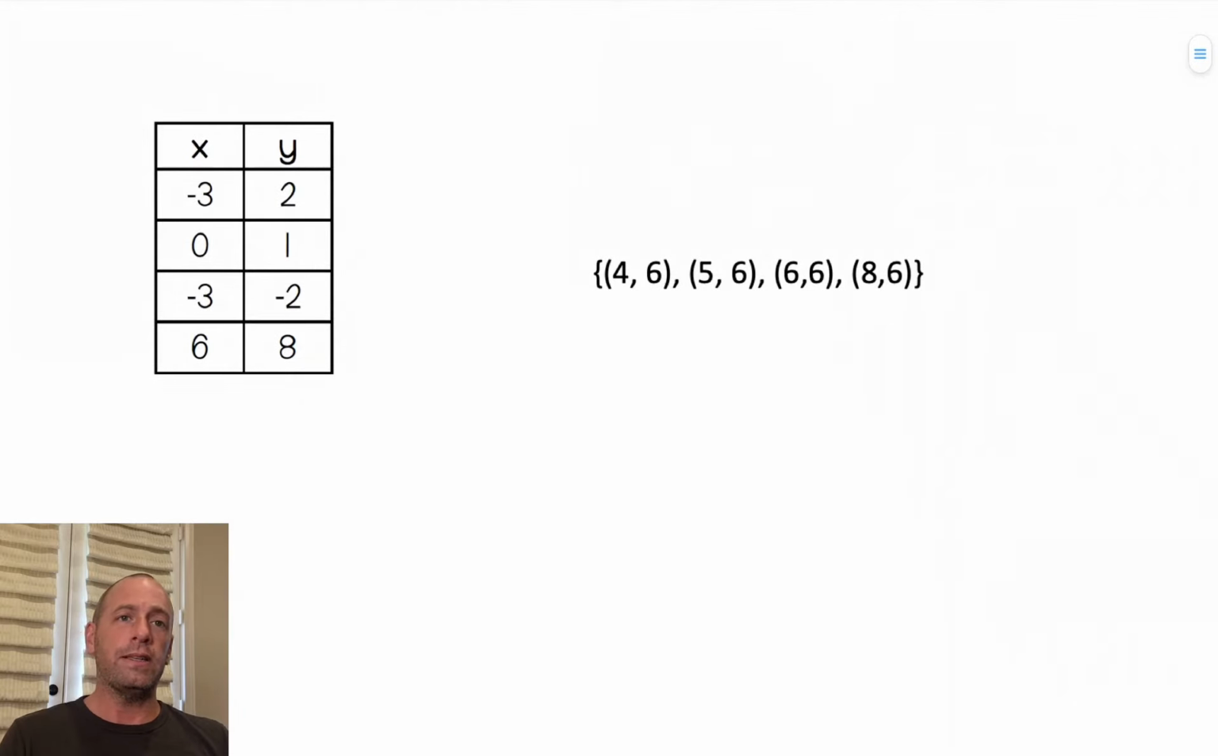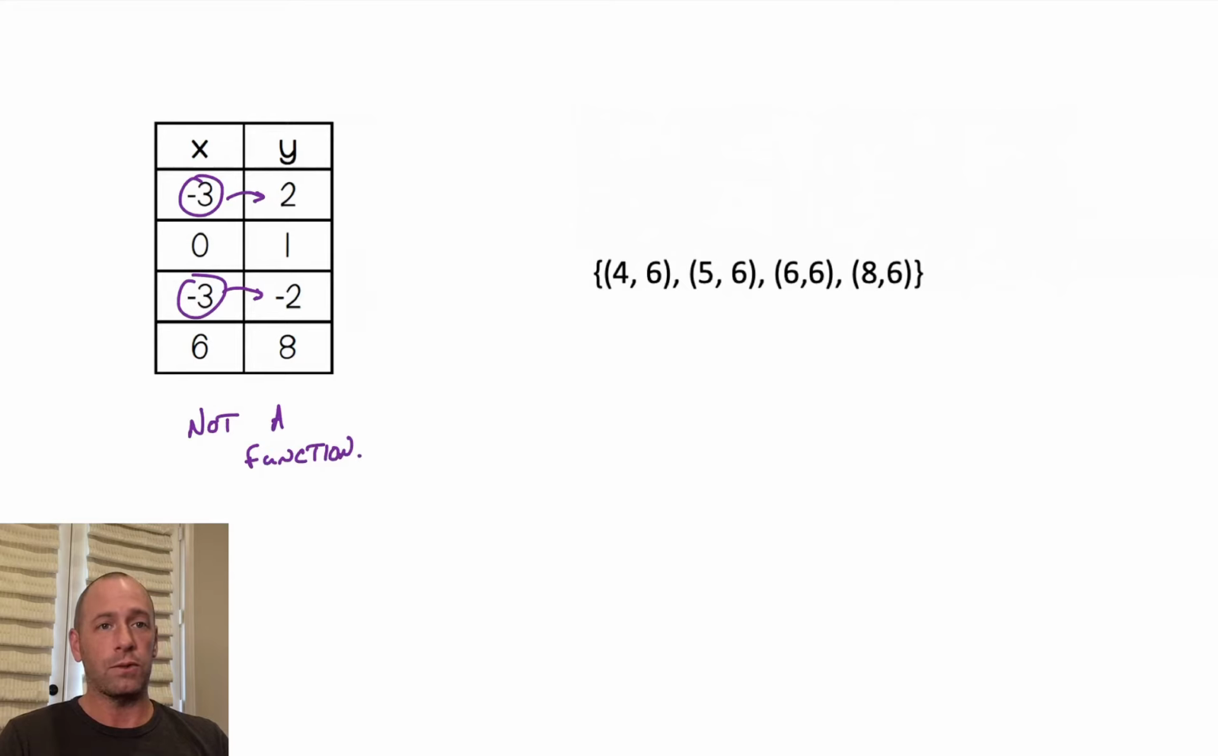Next, we're going to look at a table. If you look through this table, you see that we have a -3 twice. It maps to a 2 and it maps to a -2. So if you were to plot that and draw a vertical line, there would have been 2 points on that vertical line, so it's not a function.